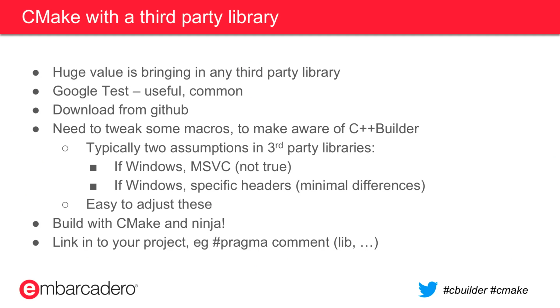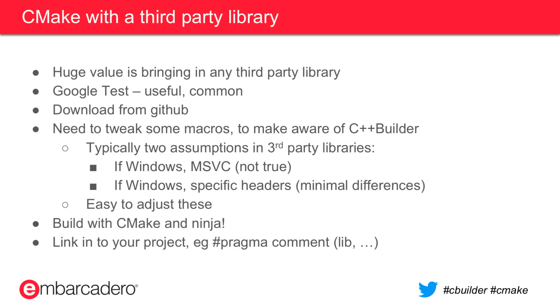So that was using CMake with an existing C++ Builder project. But we can also use CMake with C++ Builder with existing third-party libraries that weren't written with specific C++ Builder support. Now there's huge value in bringing in any third-party library. There's a lot of third-party C++ code out there, a lot of open source libraries, and you can now bring in any of those and use them with C++ Builder.